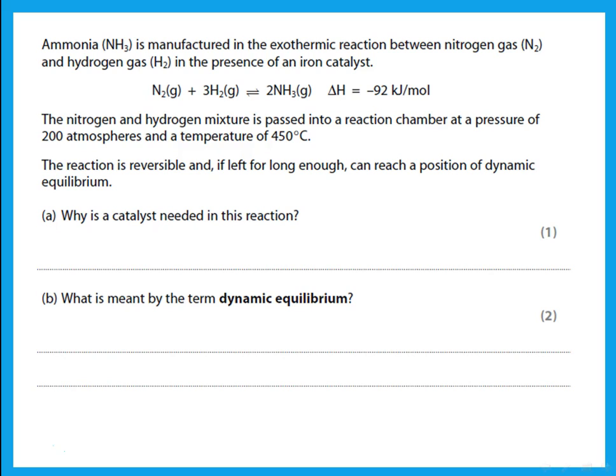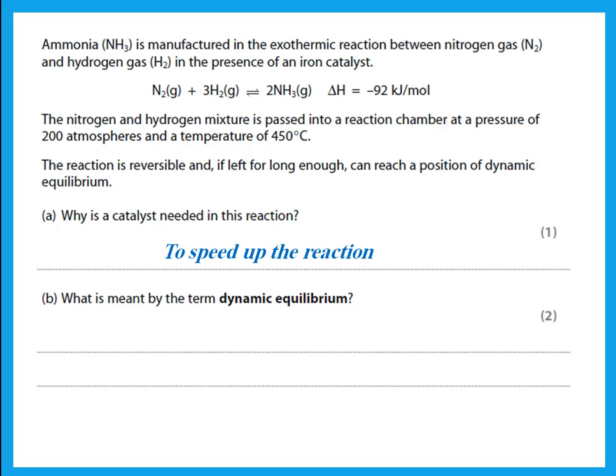This question says, he's talking about the same reaction, nitrogen plus hydrogen to give ammonia, and he says this reaction is done at a pressure of 200 atmospheres and temperature of 450. Why is a catalyst needed? Remember, what is a catalyst? A catalyst is a substance that speeds up the reaction. So we need the catalyst to speed up the reaction.